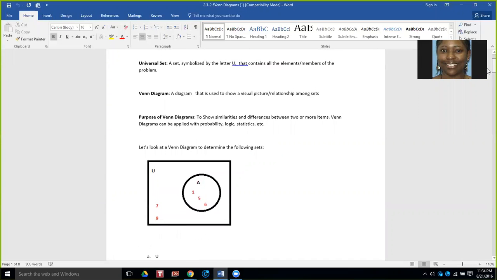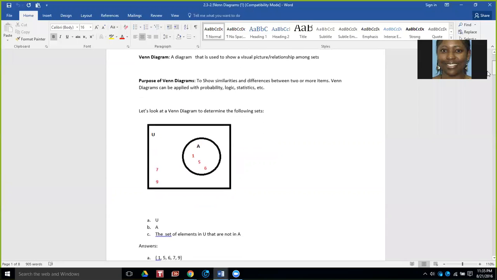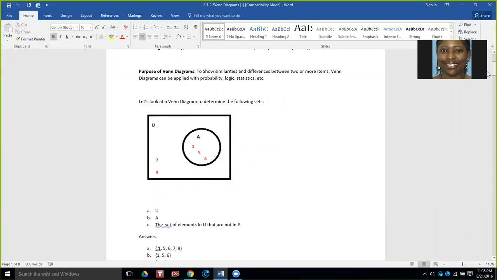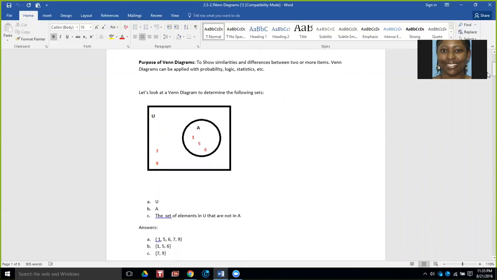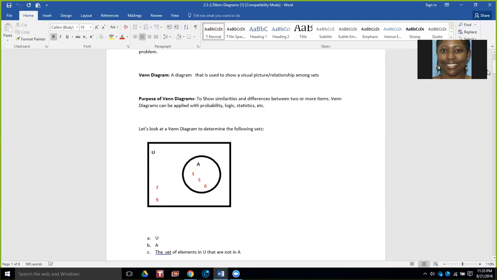Okay, Venn diagram. It shows your similarities and differences between two or more items. You can apply it to your math or science project, probability, logistics. So basically, it's about knowing the concepts of a Venn diagram.